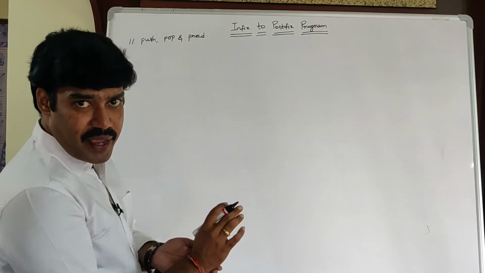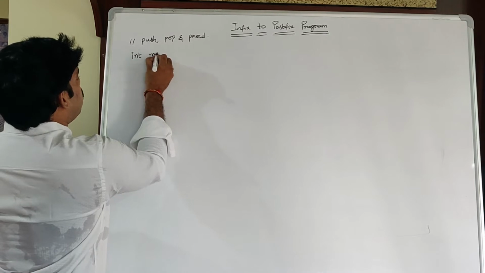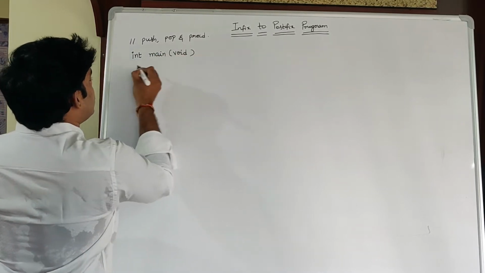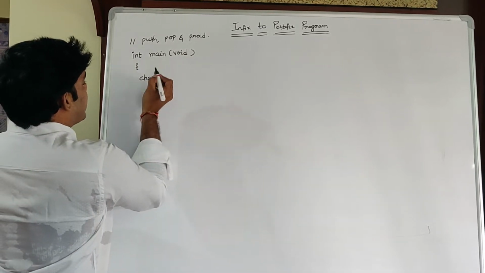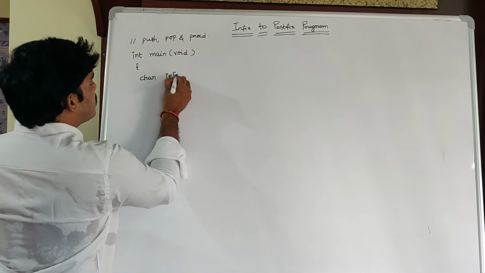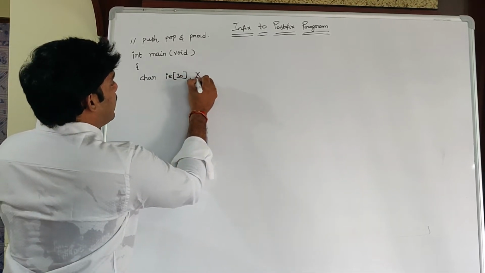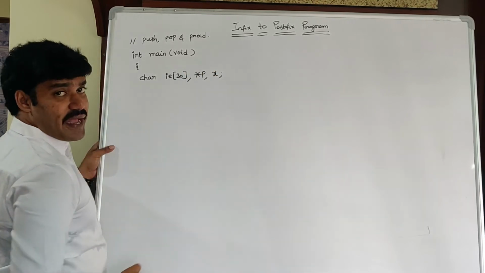Next I am writing the main function. Int main of void. This is the technical way to write the main function. Next I am declaring a character array char IE of some 30 to hold the infix expression, star p. I am taking one character pointer and one character variable x.